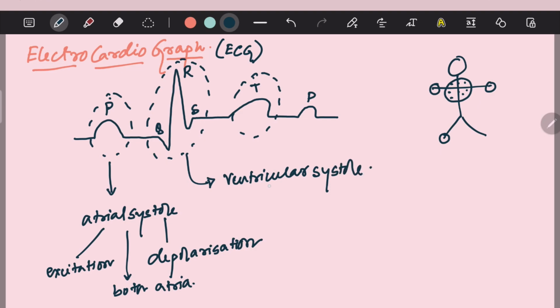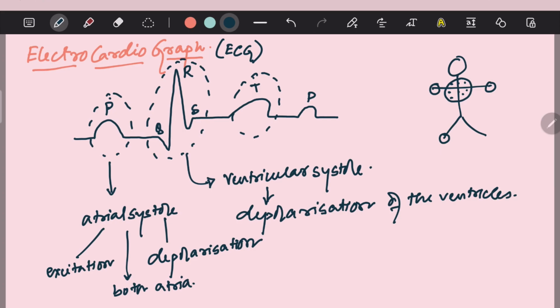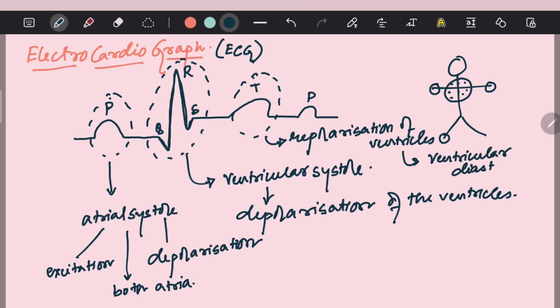That is, it shows the depolarization of the ventricles. Just shortly after the Q wave, the ventricular depolarization starts and marks the beginning of the ventricular systole. Now, the T wave shows the repolarization of the ventricles, that is the ventricular diastole. And along with this is hidden the atrial repolarization, as is obvious. The end of the T wave, that is at this point, shows the end of the systole.